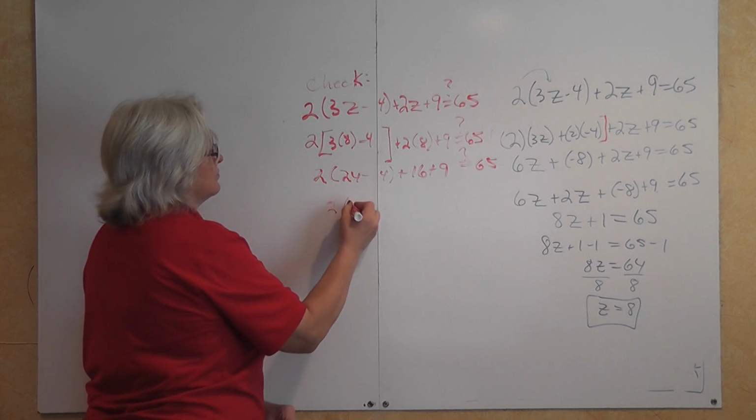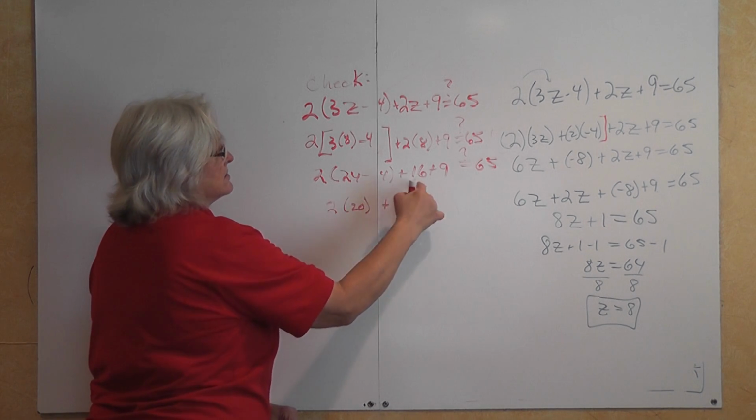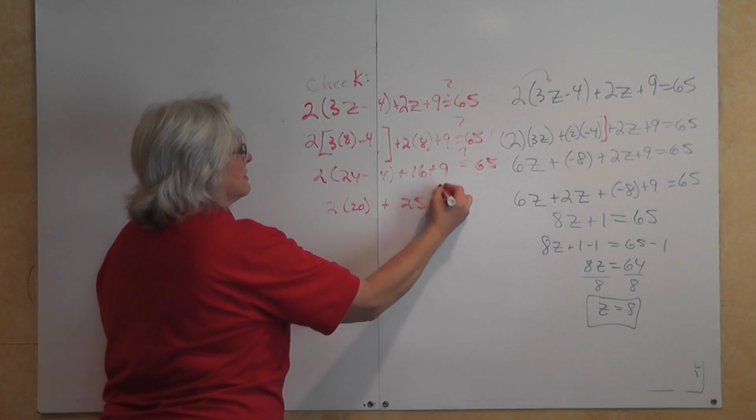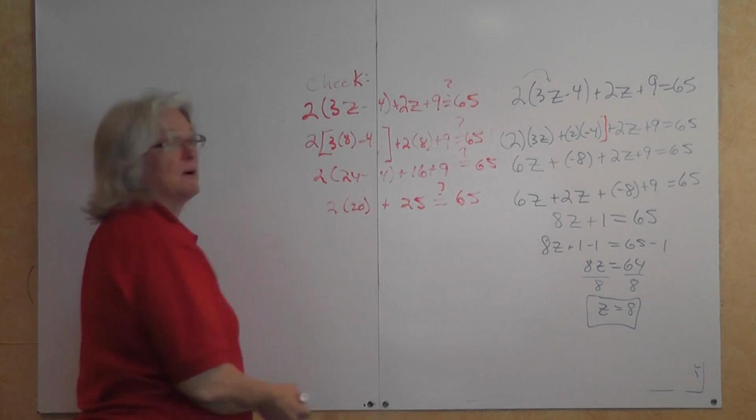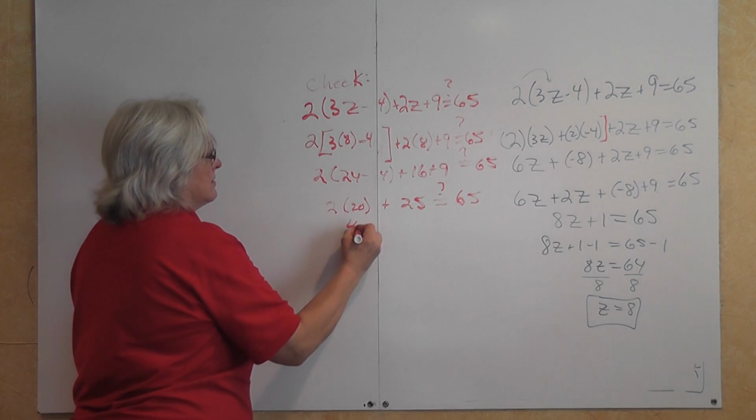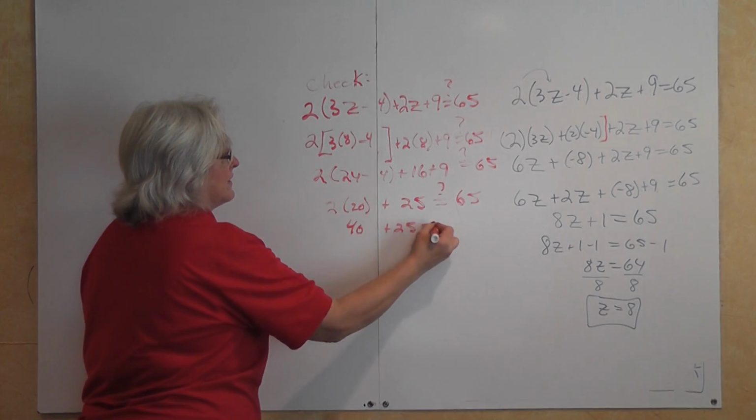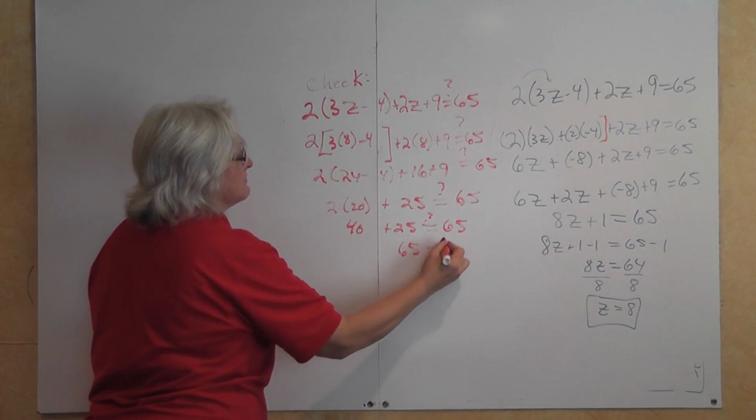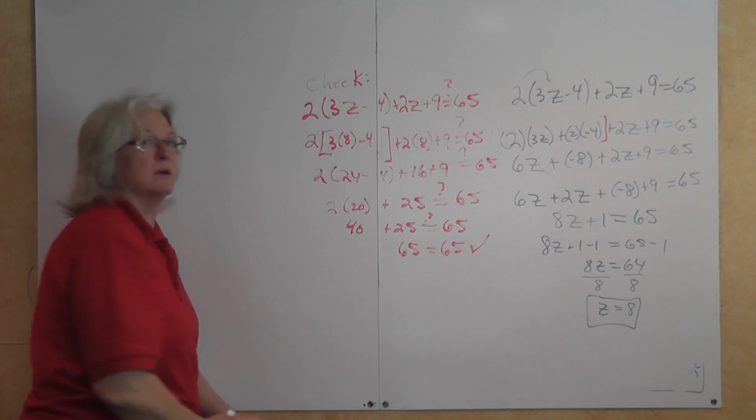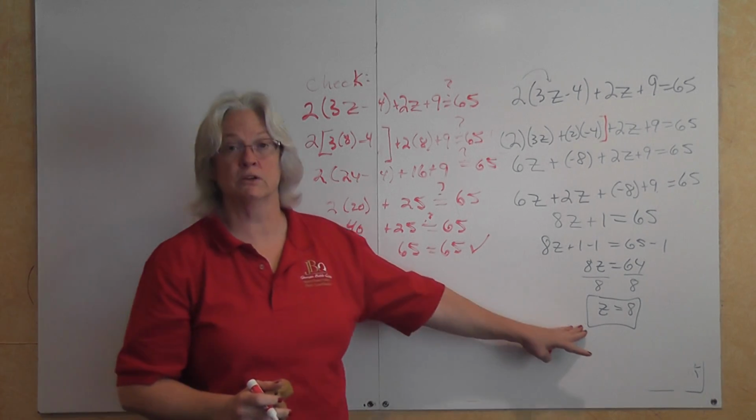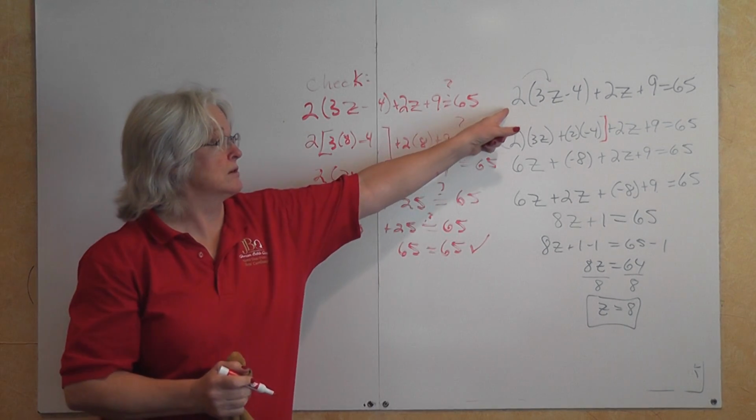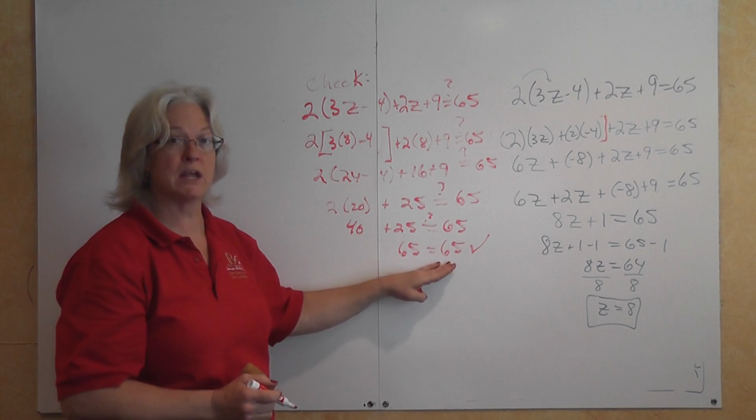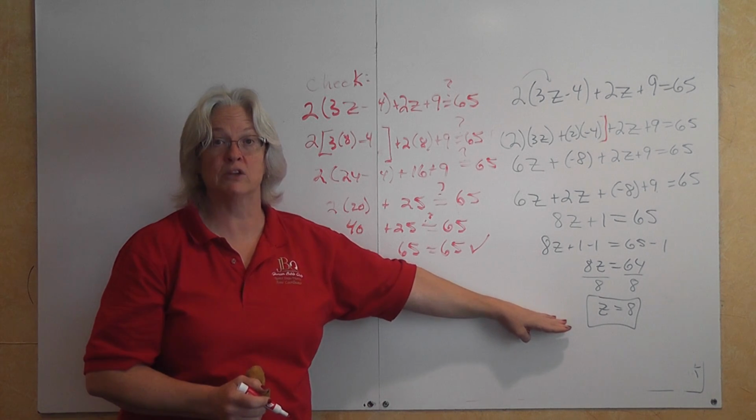2 times 20 plus 16 plus 9 is 25 plus 25. Is that equal to 65? 40 plus 25, of course, is equal to 65. So we have now checked our solution of 8 for our answer to this equation up here. Come up with a true statement so we know that our value here is correct.